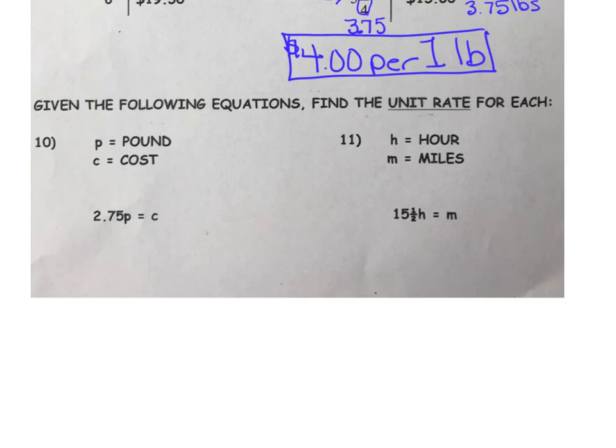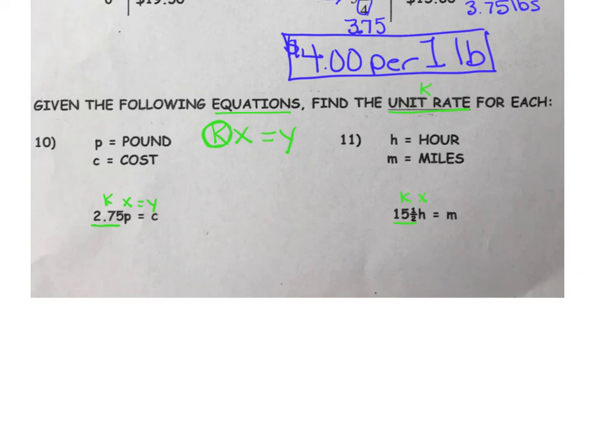And lastly, what happens if you're given an equation and you're asked to find the unit rate? Well, we know the unit rate and the K rate are almost the same thing. Remember, K times X equals Y. So you will find that K rate right in front of that X variable. It's the coefficient. So we know that in the first case, 2.75 is our K rate. That's going to be very important. And in our second problem, 15 1/2 is also the K rate.